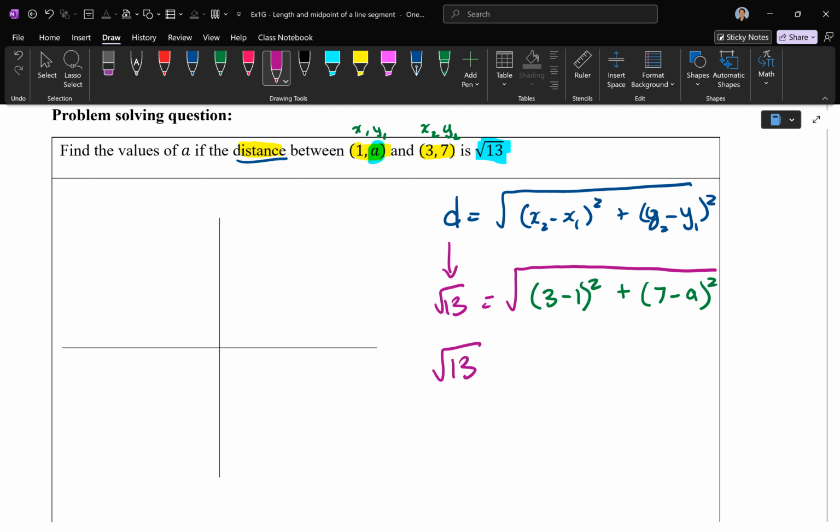So here I've got root 13 is equal to the root of 3 take away 1 is 2, 2 squared is 4, plus, now I'm up to (7 minus a) squared. What do we do now? You can do logic. I can teach you a bit of logic here too, but just think, I want to see what you're going to do. Raf again.